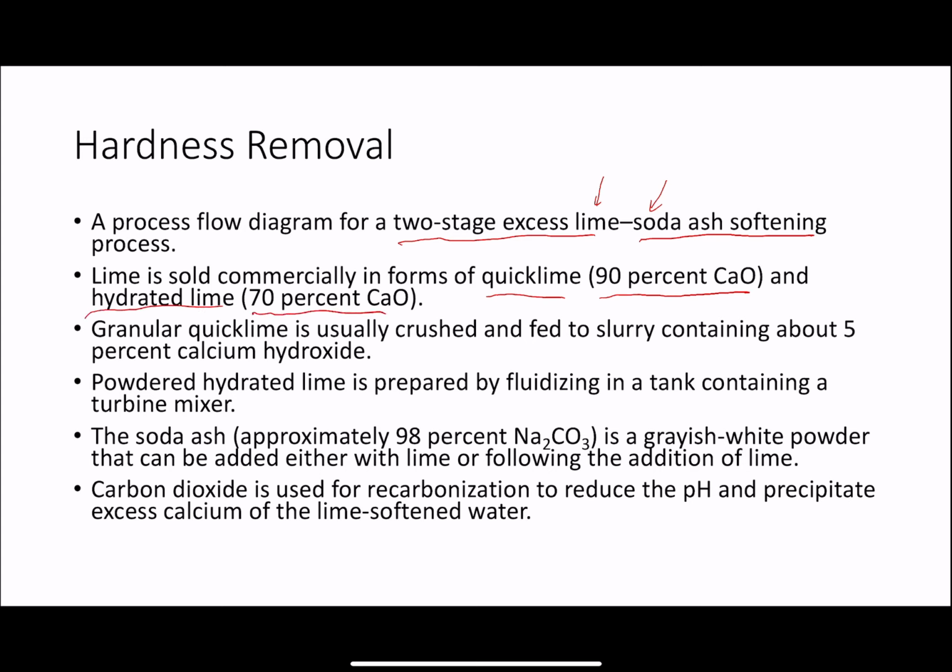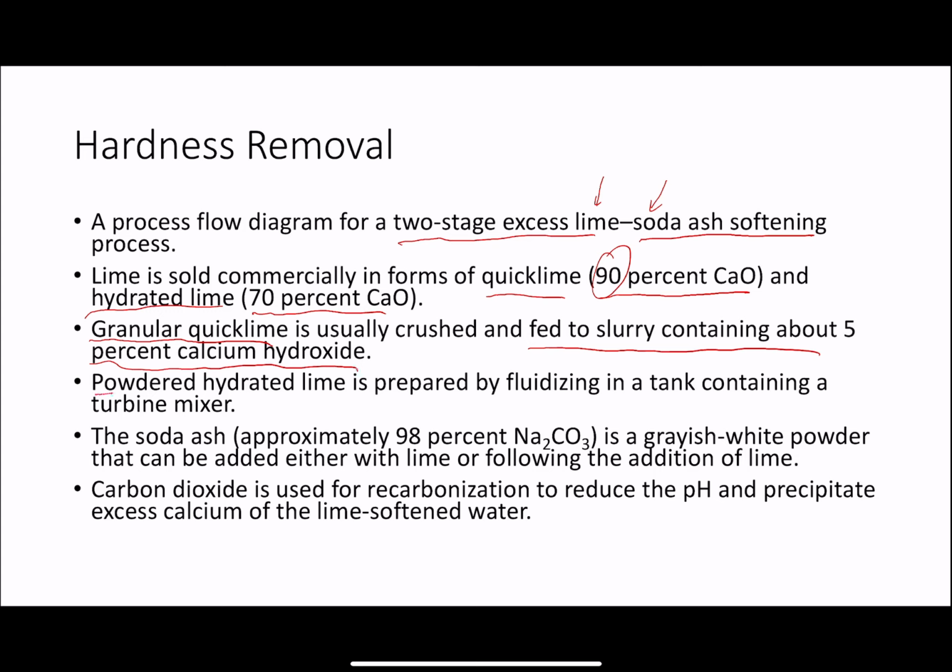You can see that most of these things in the market are not pure. So it's not 100% CaO, it's only 90%. 10% is impurity. Sometimes you'll have a granule quicklime. This granule quicklime, you have to crush it and feed it to a slurry containing about 5% calcium hydroxide. Depending on, do you have chemicals, water, or do you have a granule? All of this will be taken into consideration.